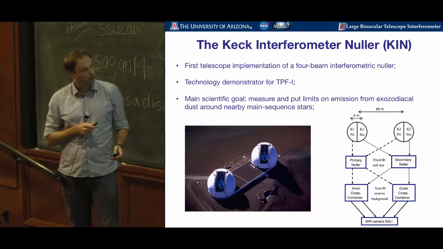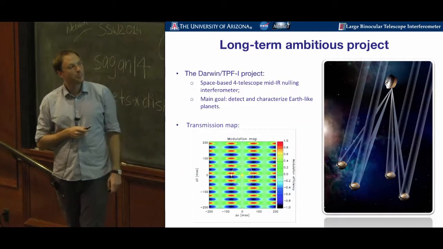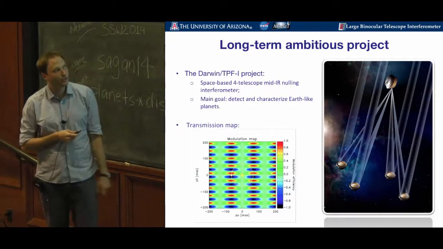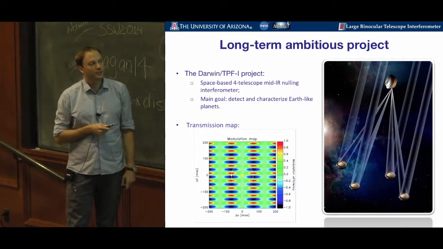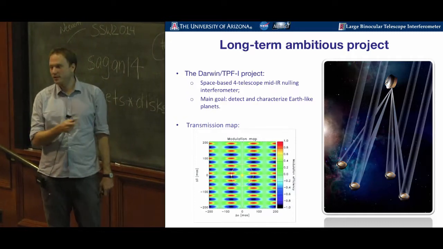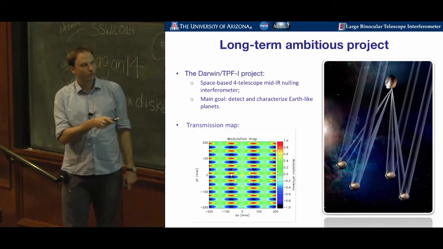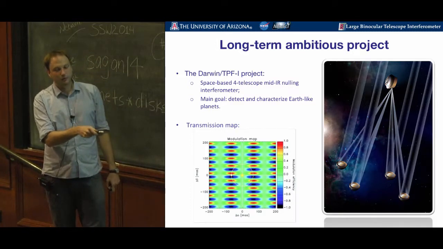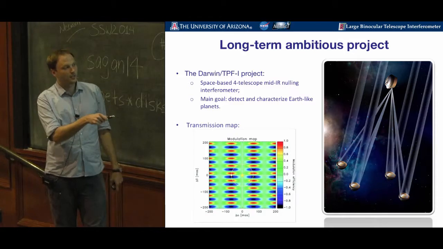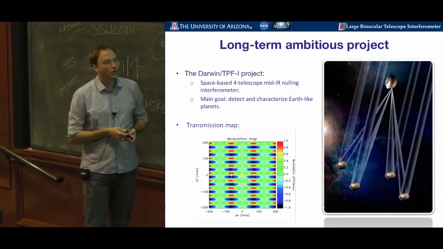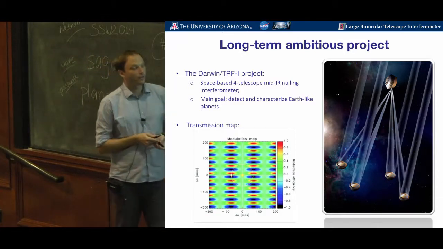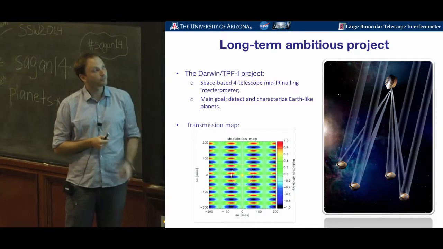So this is an example of a project that was called Darwin TPF-I. That was a project to detect Earth-like planets from space with a 4-telescope Nuller. Just to show you, in this case, since you have 4 telescopes, the transmission map is more complex, and it's more complex to demodulate your signal.